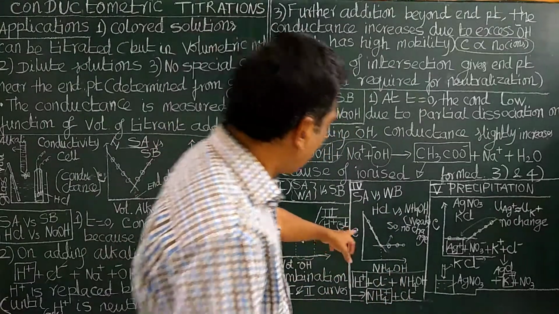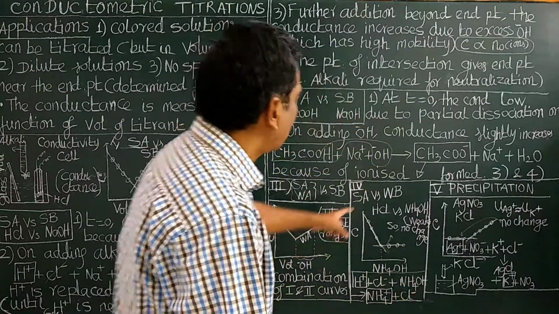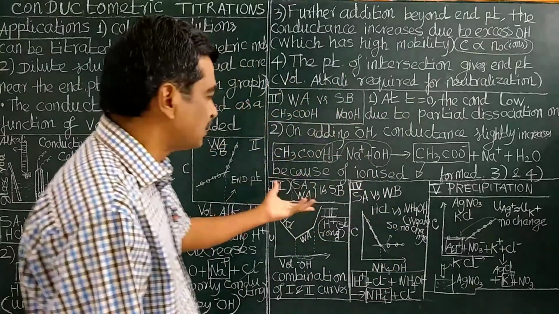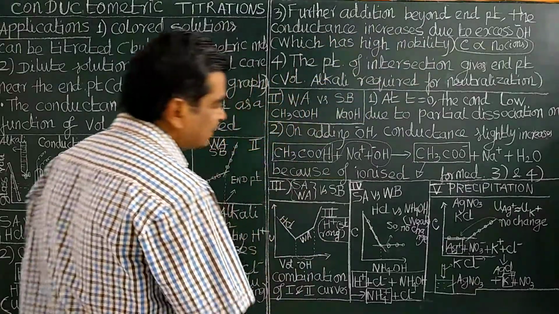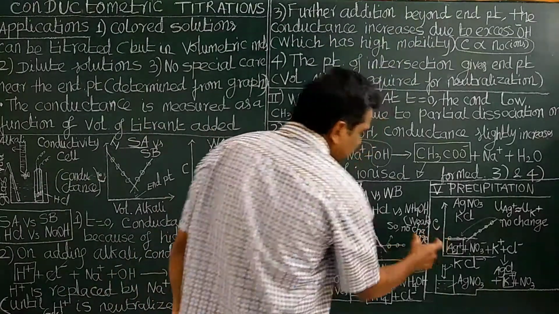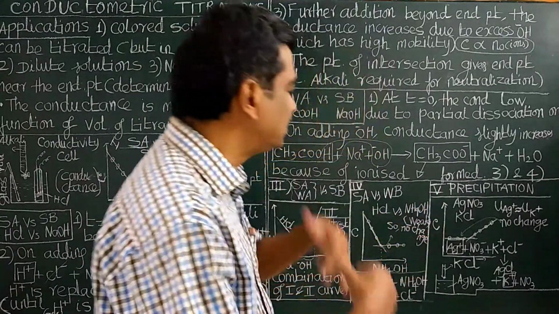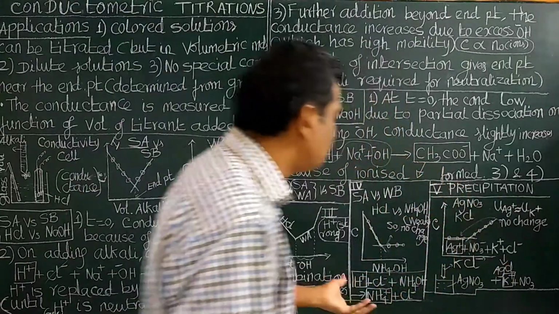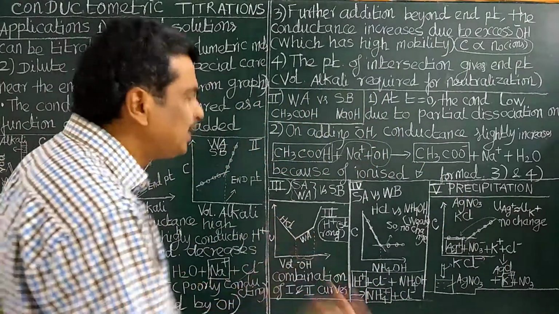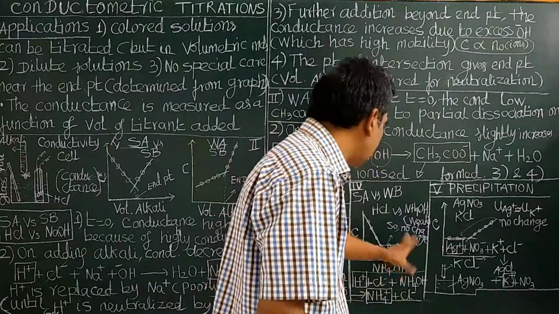Until the end point. After the end point, ammonium hydroxide is added in excess. Beyond the end point, the conductance remains unchanged. There is no change in conductance because of the addition of ammonium hydroxide, which is undissociated, only very weakly dissociated. Therefore there is no change in conductance after the end point.